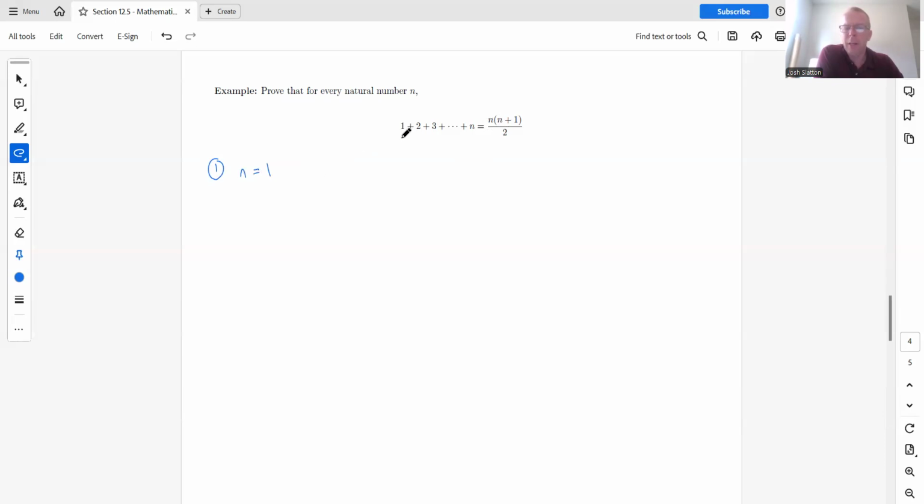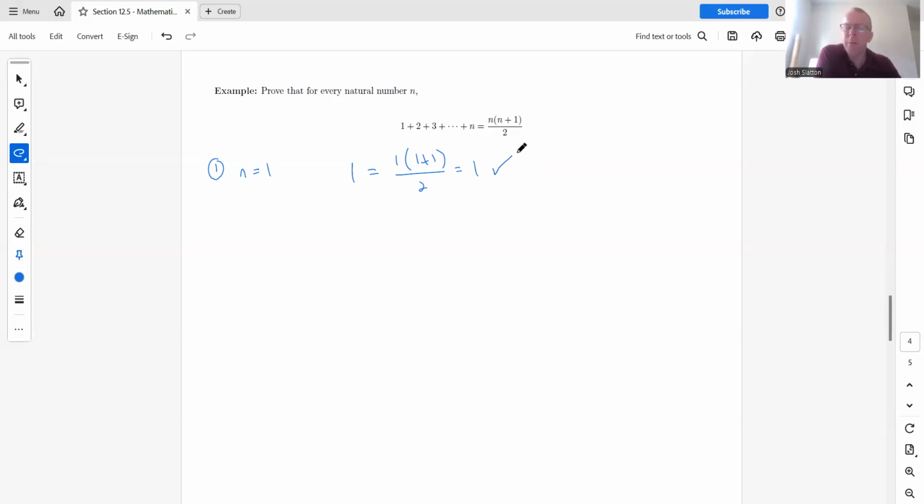So the left side, we're just going to have a 1. And on the right side, we're going to plug in 1 for n. So we have 1 times 1 plus 1 over 2. And of course, that's 1 times 2 over 2, which of course is 1. So this statement is true for n equals 1.